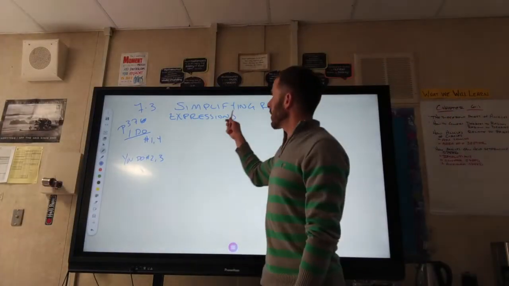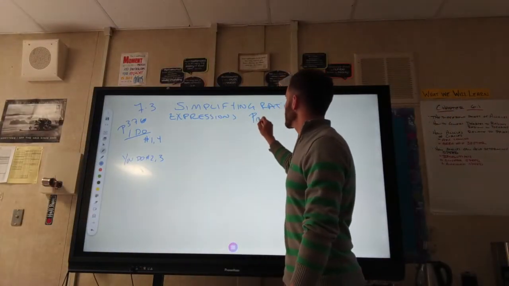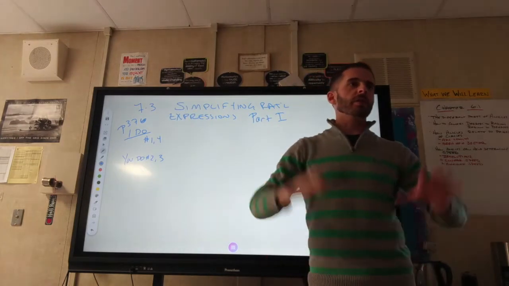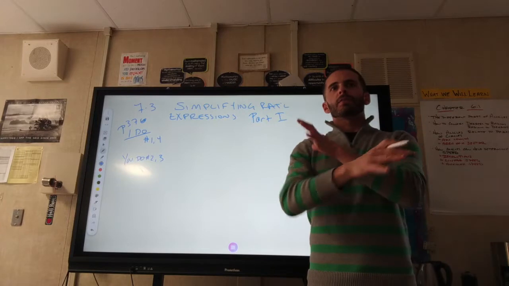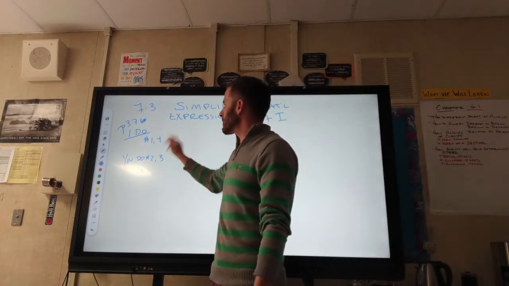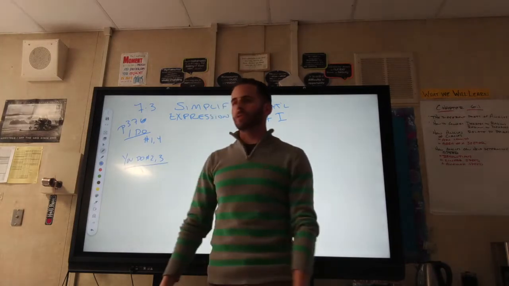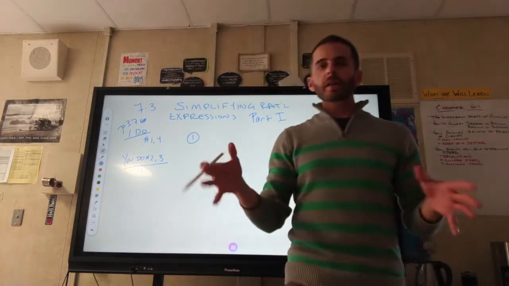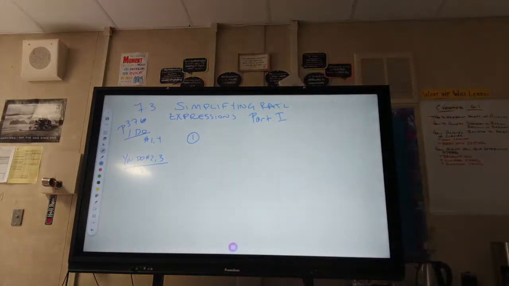7-3, part 1, simplifying rational expressions. So this is just multiplication and division with factoring. Page 376. I'm going to do numbers 1 and 4, and then I'll have you guys do numbers 2 and 3. So really the main idea is that we need to factor and simplify.